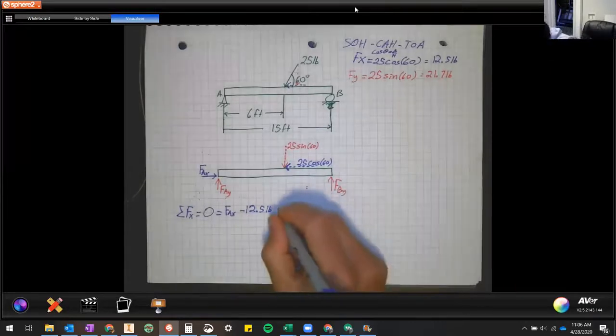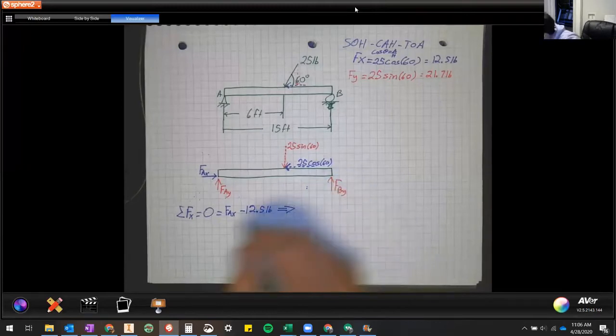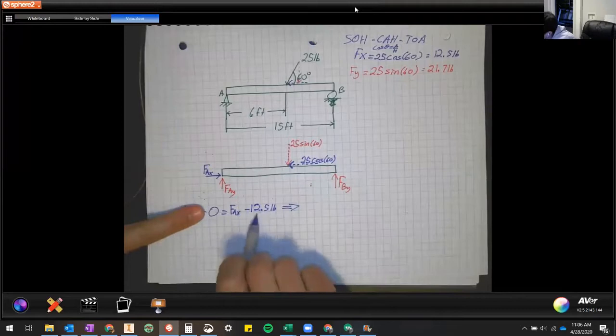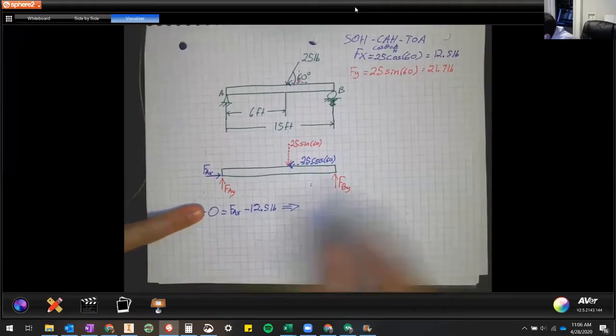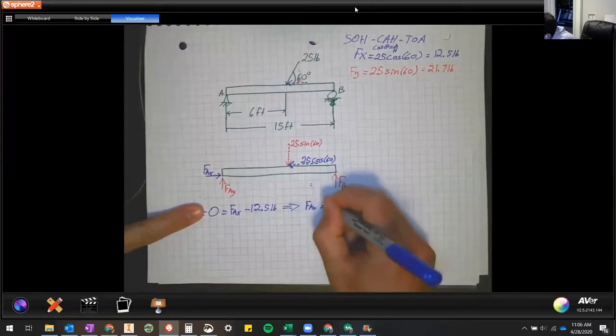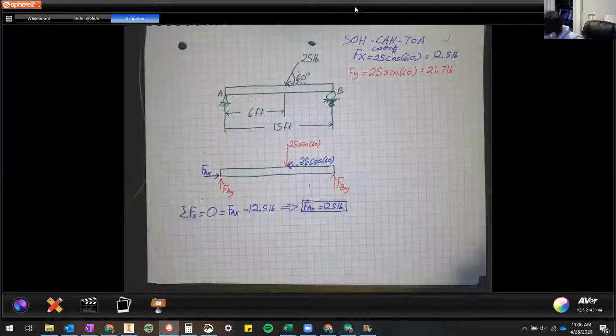Okay. So now I have one of my answers here. If it's just these two, I can say, if I were to cover that up, I'd have 0 is equal to FAX minus 12.5 pounds. So FAX, if I move that 12.5 over, is equal to 12.5 pounds. So there's one of my answers right there.